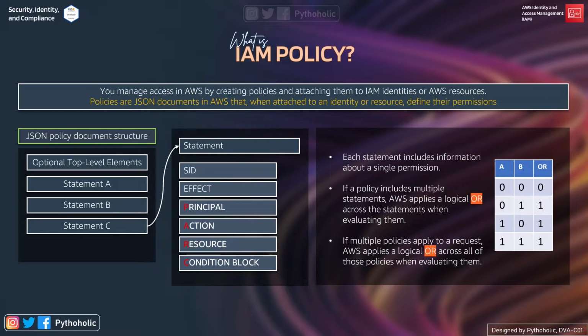And the third point that we have, if multiple policies apply to a request, AWS applies a logical OR across all of those policies when evaluating them. And that is why an explicit deny overrides all allow. And now I hope that's clear. Let's try and understand the relationship between policy and permissions.